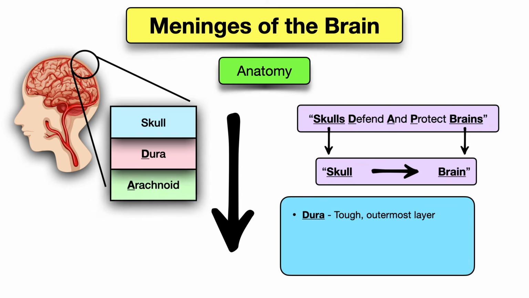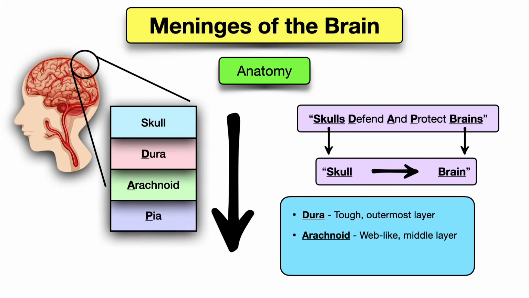Then we move to the A for "and" in the mnemonic. This will help us remember the A for arachnoid mater. The arachnoid mater is the middle meningeal layer. It's a web-like layer, which is why it has the name arachnoid, meaning spider-like, and it's located beneath the dura.